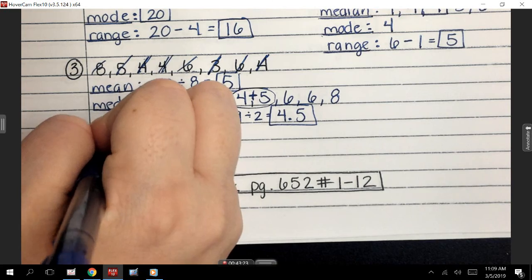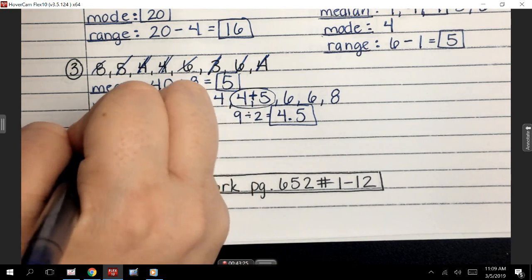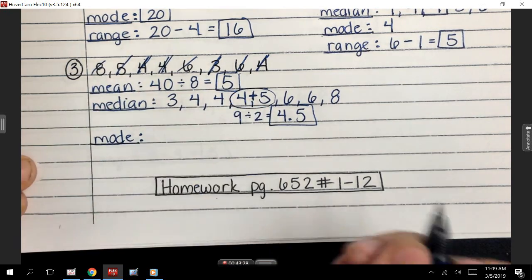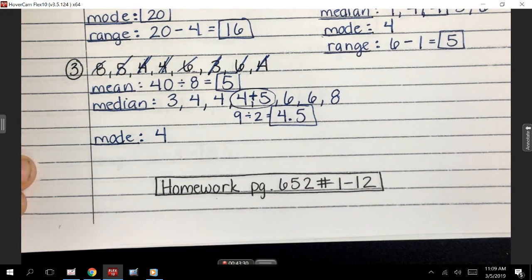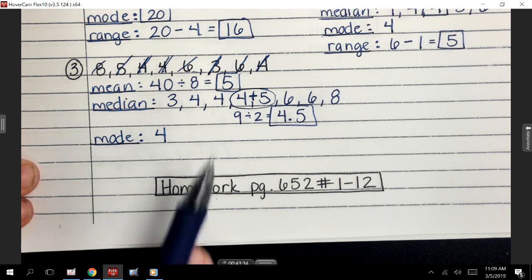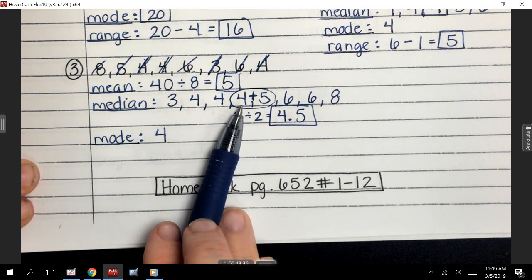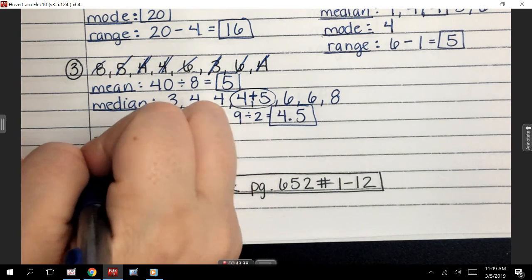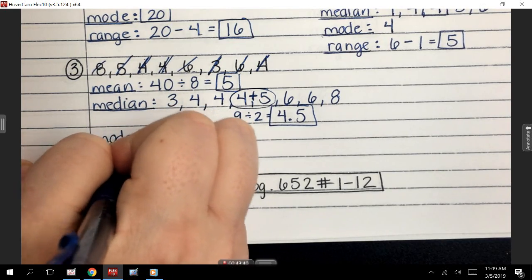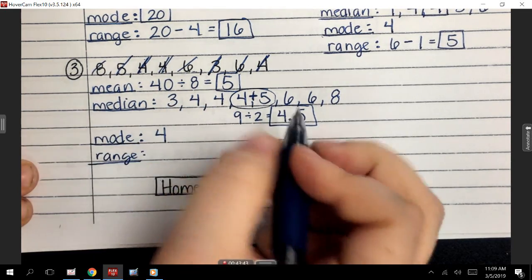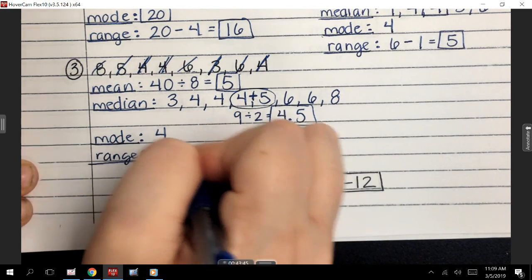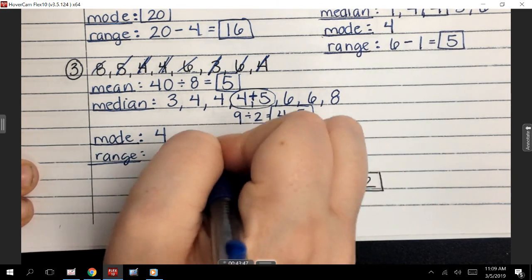What's my mode? This one can be a little tricky. What is my mode here, Sean? What about the 6? Is the 6 a mode? No, because 4 is there 3 times, which is more than the 2. Hold on. We got to do the range. The big number, 8 minus 3 gives me 5.